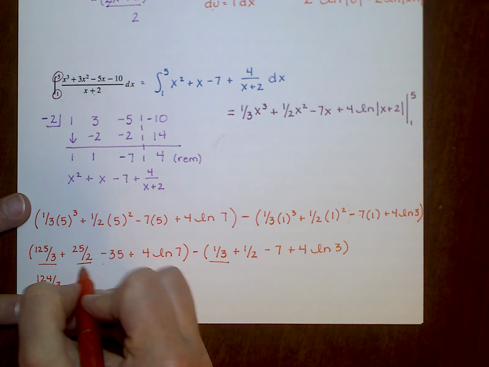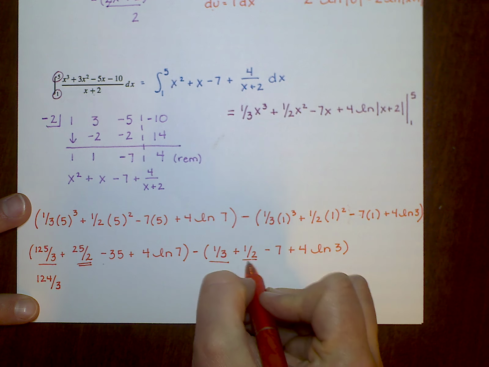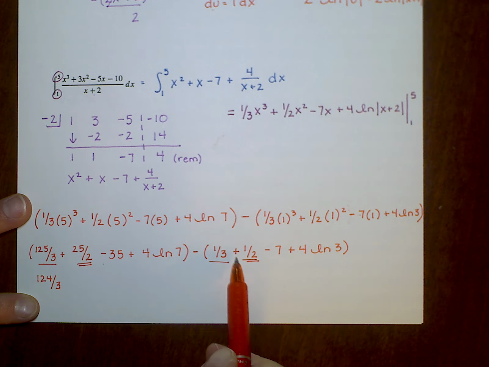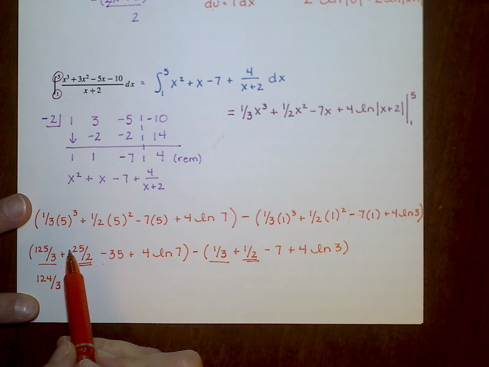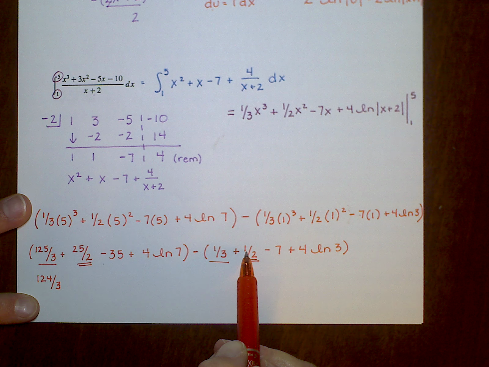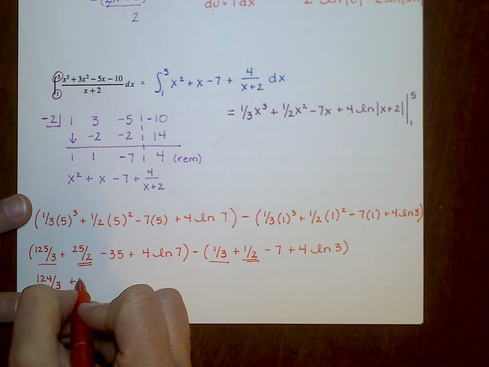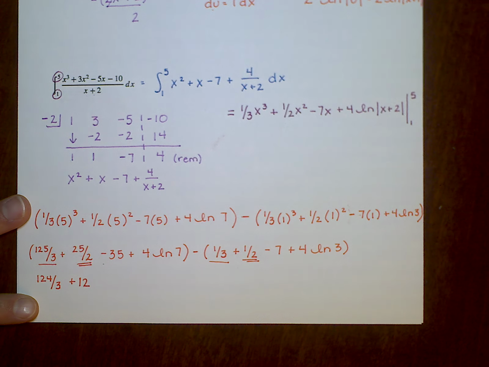So 25 over 2 plus 1 over 2. Well, that's 26 over 2. Oh, I'm sorry, not plus. It's minus. I forgot about this minus here. So 25 minus 1 over 2 is 24 over 2. Well, 24 over 2 is just 12. Okay? So all hope is not lost when you see those big scary fractions.